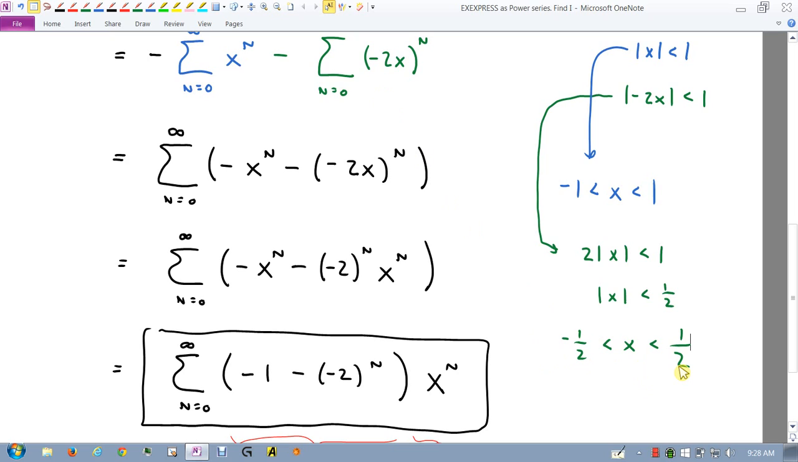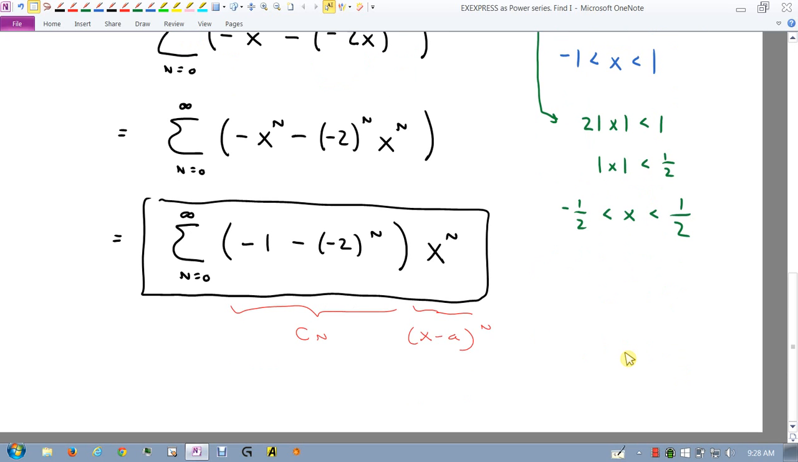So to get them both to converge at the same time, we're going to need to use which one? The 1/2 one, the smaller one. We can't go outside of that, or else the green one won't converge. So our interval of convergence, I, is going to be -1/2 to 1/2. We do not need to check endpoints because it's a geometric series. So we're done. Understand?